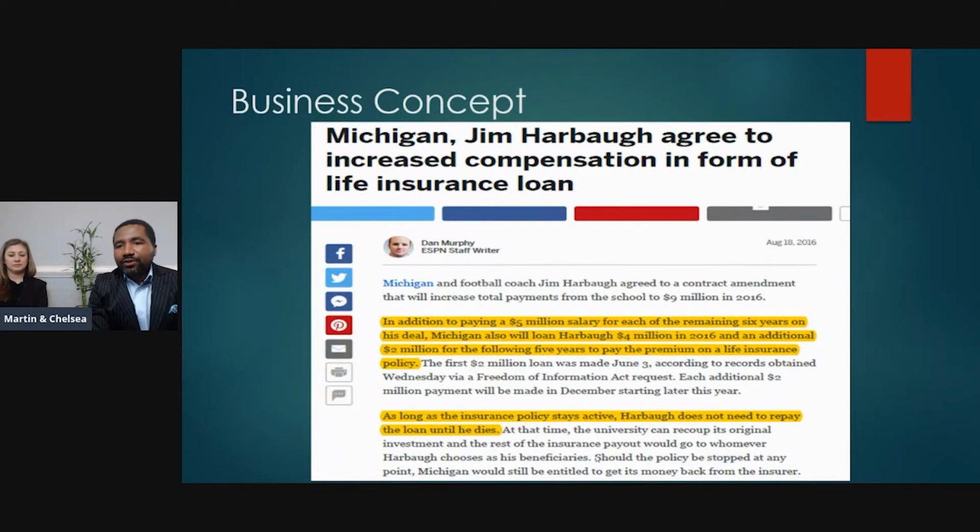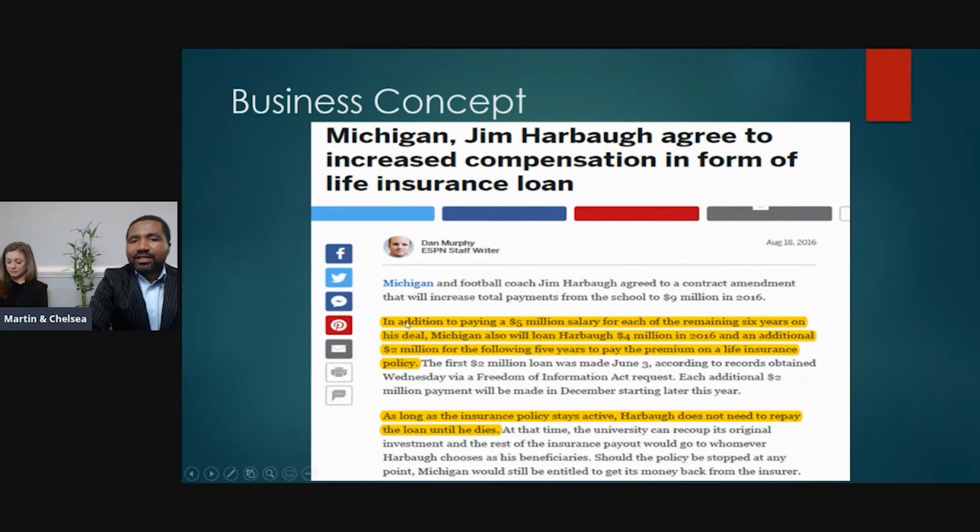So a few years ago, there's a guy who coached Michigan. His name is Jim Harbaugh. He went to the Super Bowl a few years before that. So in 2016, he renegotiated his contract with the University of Michigan. And he says, instead of giving me a higher salary, give me a loan so I can buy life insurance. To the average person out there, this would seem like a very odd thing to do. Why would anybody ask for an increase in their pay as a loan and to buy life insurance?